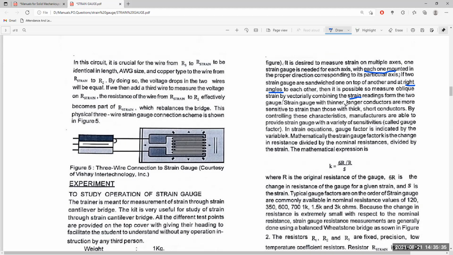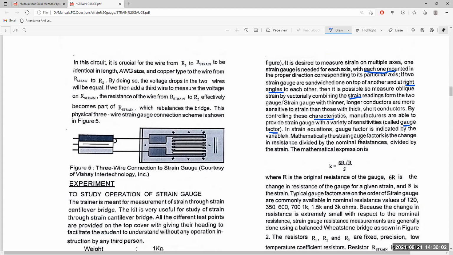Strain gauges with thinner, longer conductors are more sensitive to strain than those with thick, short conductors. By controlling these characteristics, manufacturers are able to provide strain gauges with a variety of sensitivities called gauge factor. In the strain equations, gauge factor is indicated by the variable K.